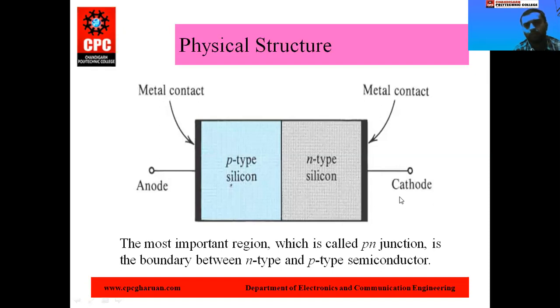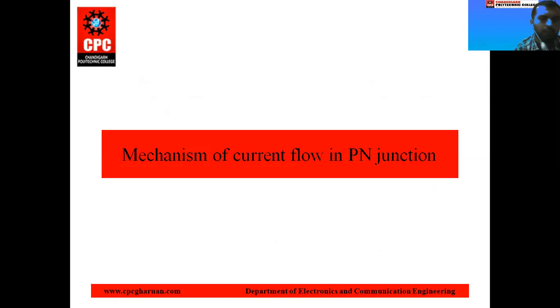The most important part of the PN junction diode is the bonding between the N-type and P-type semiconductor. This is known as the depletion layer. A depletion layer is formed when P-type and N-type semiconductors are combined and form a single layer. This is the structure of the PN junction diode. Next is the current flow mechanism of the PN junction diode.